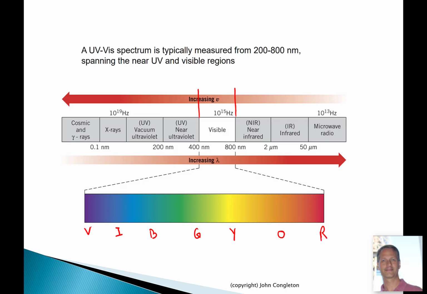We're going to be looking at UV-VIS, so this near ultraviolet part, somewhere around right here or so, all the way up to about 800 nanometers is the section that we're going to be looking at.